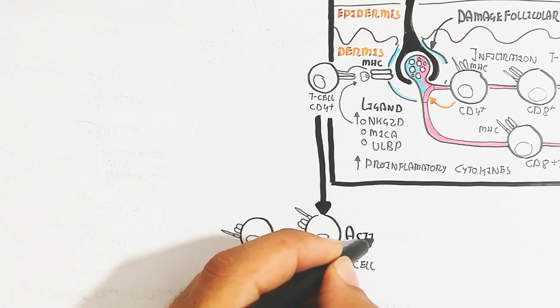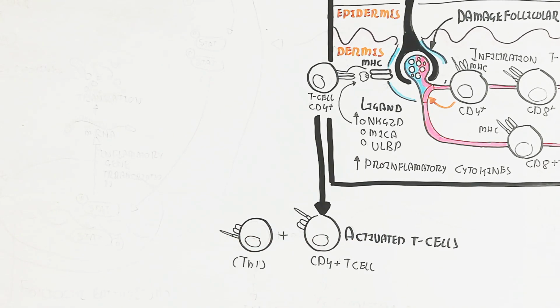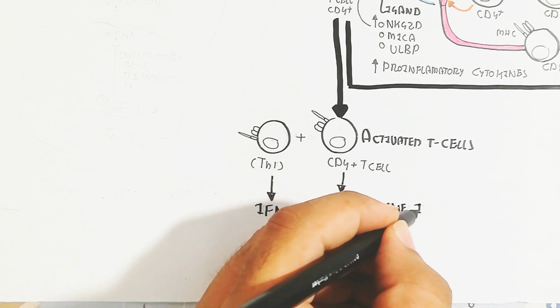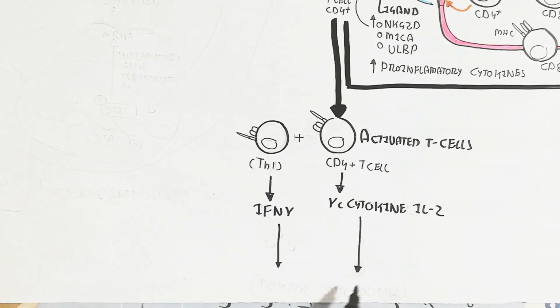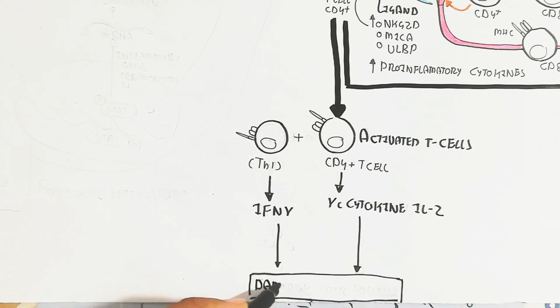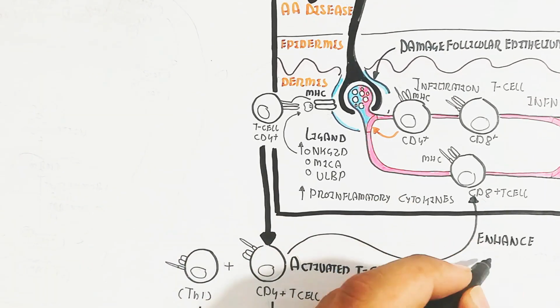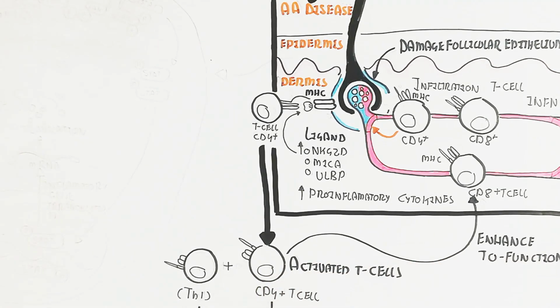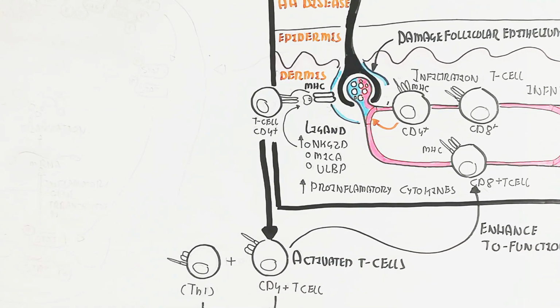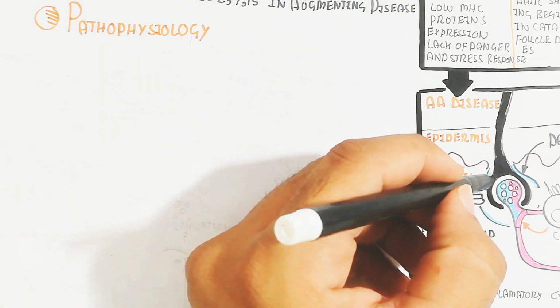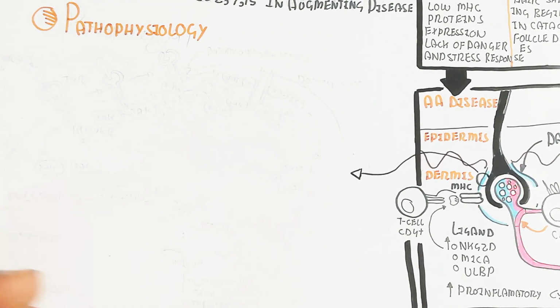On the other hand, the T helper 1 cell will produce interferon gamma. Both these cytokines will basically lead to damage of the hair follicle. And the activated T cell will also enhance the function of the CD8 cytotoxic T cell, and it will recognize through the MHC class 2 molecule, basically the MHC molecule, to opsonize and kill the follicular epithelium, and in this way the complete follicle will be damaged and inflammation will increase.